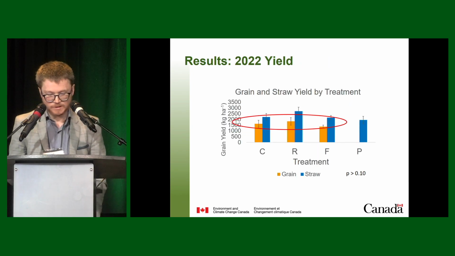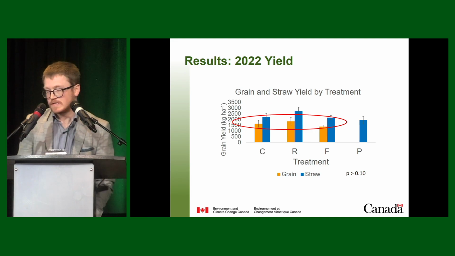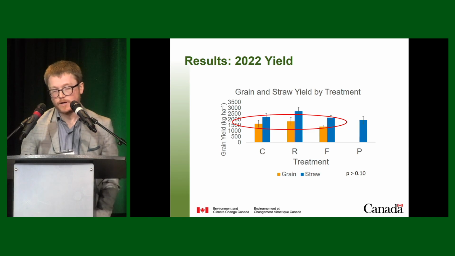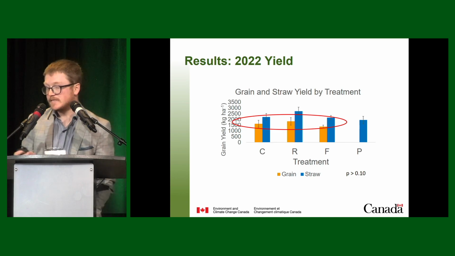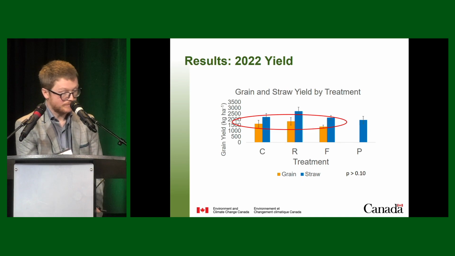And what did we see with yield? Well, similarly to 2021, no statistically significant difference in yield from the annual grain crop treatments. So for the variable rate fertilizer, similar yields despite applying about 80% of the phosphorus in this case.